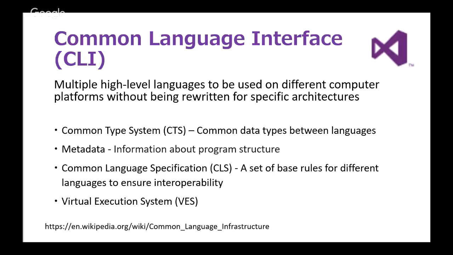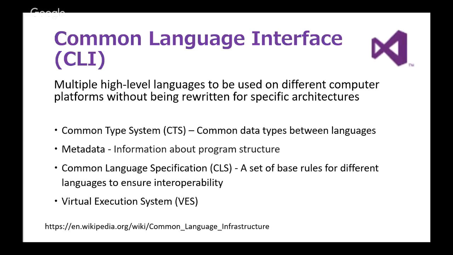And another one is the common language specification, a set of base rules for different languages to ensure interoperability. This is interesting when you use ILSpy. If I compile C# programming into intermediate language, then I can decompile it back to VB.NET, right? And another thing is the virtual execution system. As the name implies, we can execute our program virtually. All the information comes from Wikipedia. So just check out this Wikipedia, and if you see some information that is wrong, you are very welcome to contribute to update it. That's what Wikipedia is for.